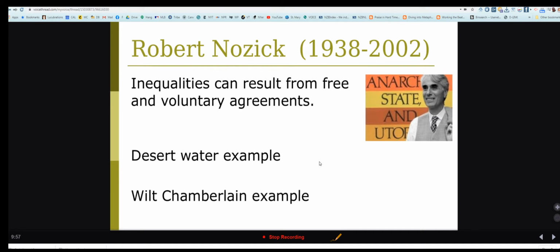Wilt Chamberlain became much, much richer than doctors and famous writers and people who we might think were more objectively important to society than a basketball player. But because everyone was willing to voluntarily hand over their $20 or whatever it is to watch him play, or were willing to watch him on TV, that inequality of income was allowed to build up through these free and voluntary agreements.